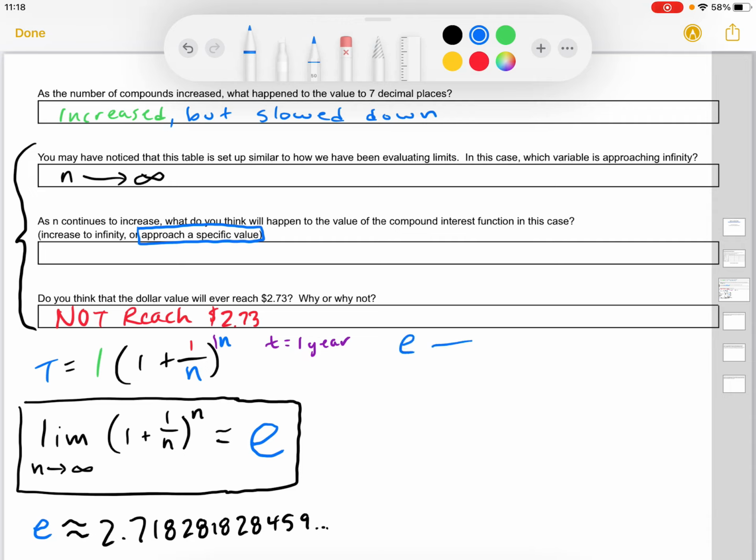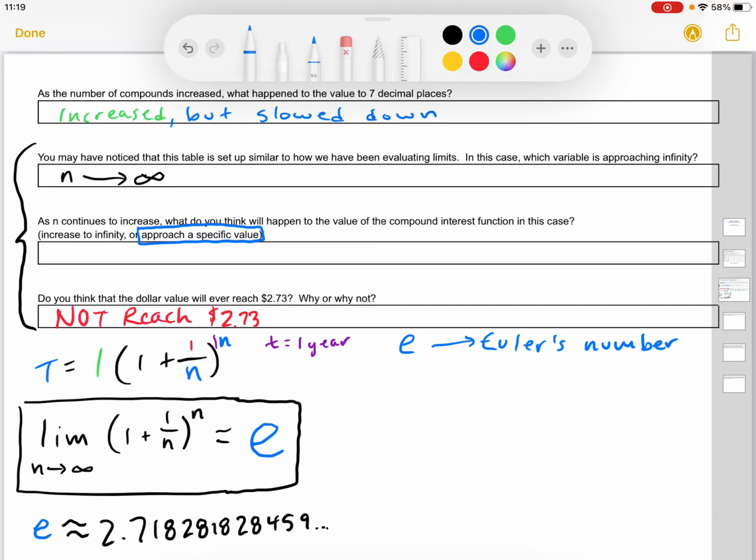e is Euler's number. And I know that's a weird way of saying that name, but that is how his last name is pronounced. Euler is a very prolific mathematician. He's one of the best mathematicians of all time, just in terms of how many fields he influenced and how many interesting problems he solved.